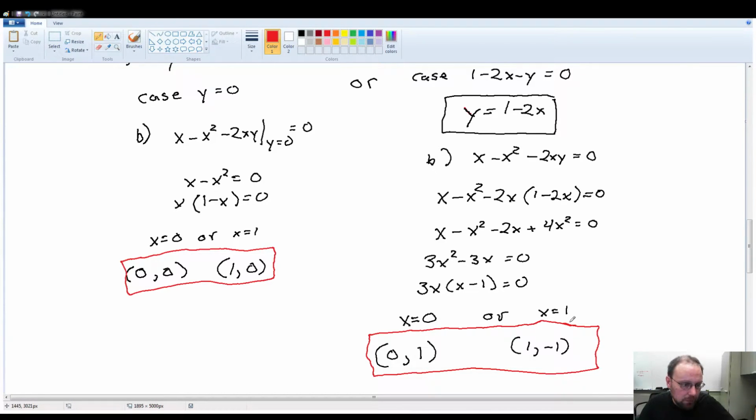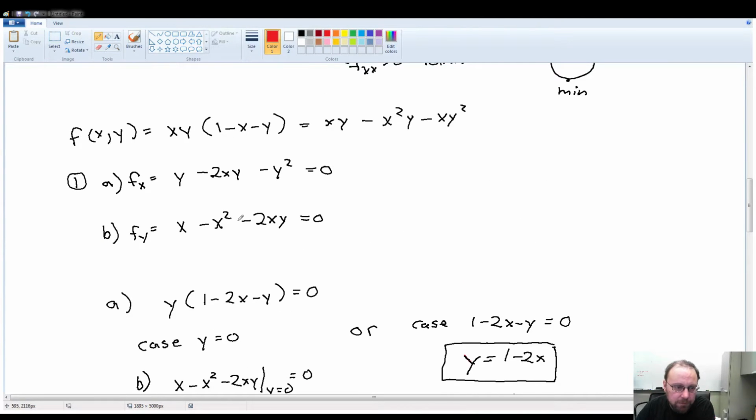So at this point, we'll go to the second step where we'd like to classify what happens at these critical points. And for that, we'll need the second derivative test. So we need second order partial derivatives. Let me go grab the first order derivatives really quickly.